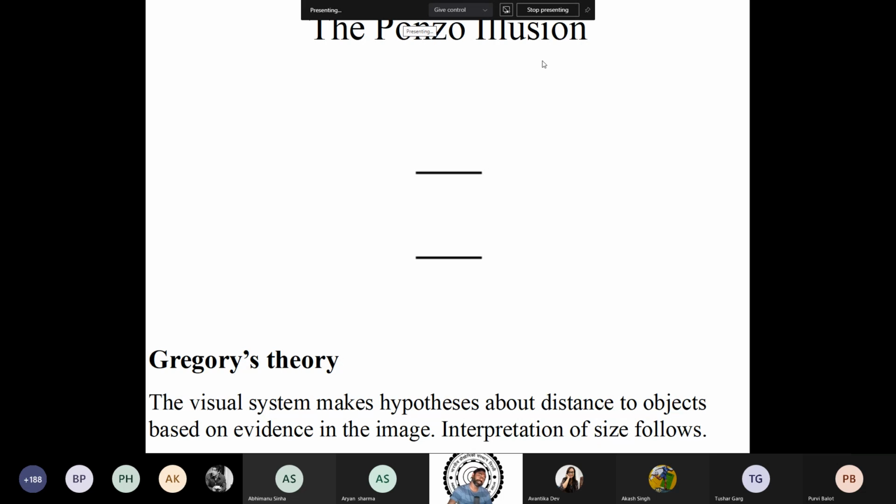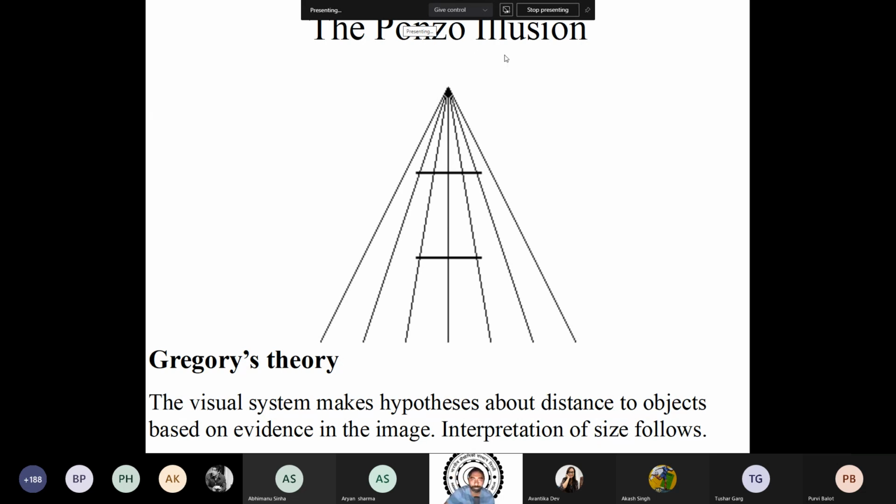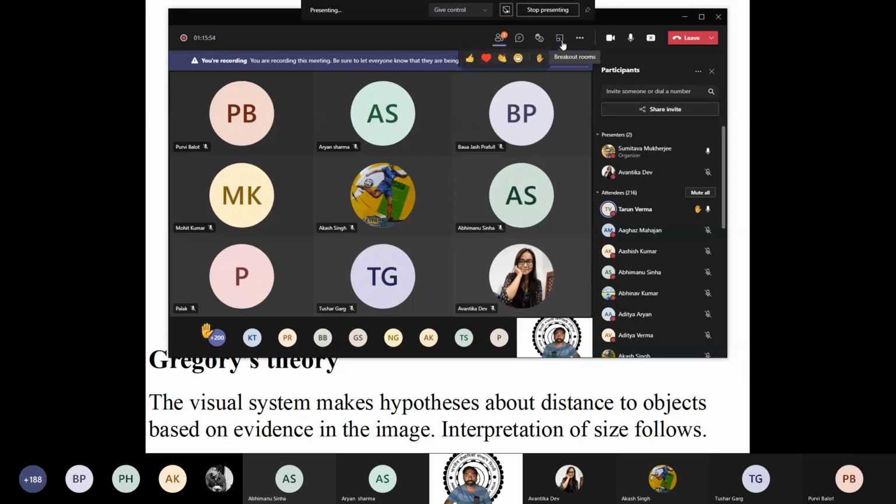This is also a very classic illusion, and if any of you are interested, Google the Ponzo illusion today and you will find a whole lot of fun stuff on the internet. Okay, so I will stop here because of time.